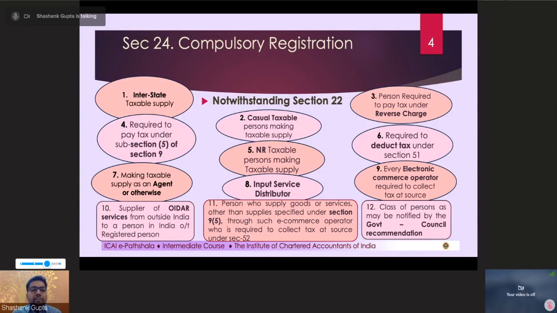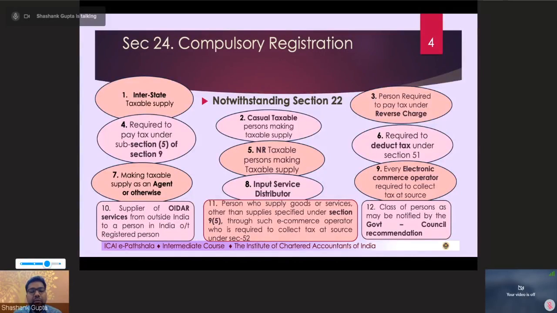Next is making taxable supply as an agent or otherwise. So, like I told you, remember we had discussed the case of Samsung or Sony and its C&F agent. So Sony has a location in Haryana, and the C&F agent ensures delivery of goods and collection of payment, but the billing happens directly between Sony and the dealer. So that kind of agent again is compulsorily required to obtain registration.